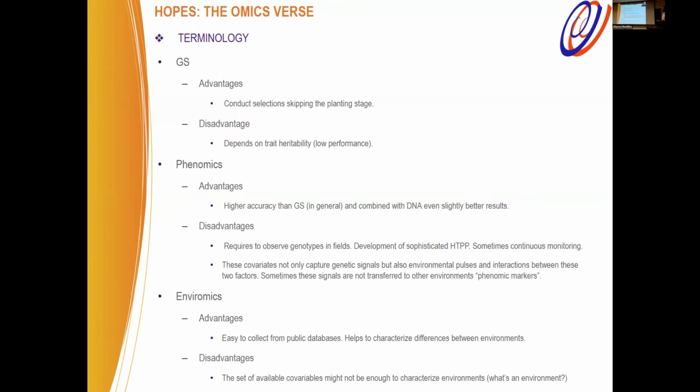Phenomics is a good one. It's one of my favorites, right? You can increase predictability. You can usually outperform genomic information, and combining with genomic information, you can have a little boost in predictability. What's the main problem? The problem is that you have to observe these in fields, right? You have to collect, you have to plan, you have to find a way to justify value using genomics.